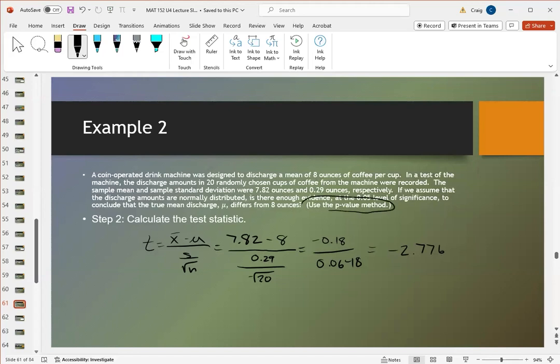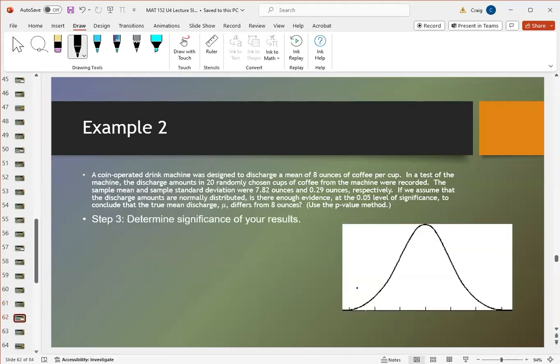So now we want to use the p-value method, which means we're going to find the probability that we would randomly choose this sample. And we can use Excel, again, to determine the significance. Our t value was negative 2.776, and so that's probably about right here. If we want to find the probability, equals T.DIST.2T, then we're going to enter our t value. And the degrees of freedom in this case is 19, 20 minus 1.